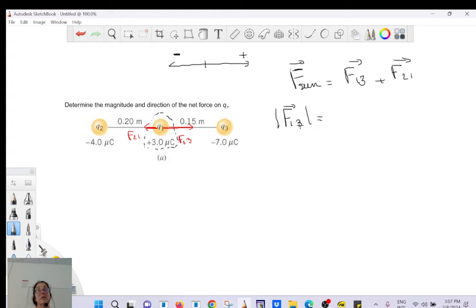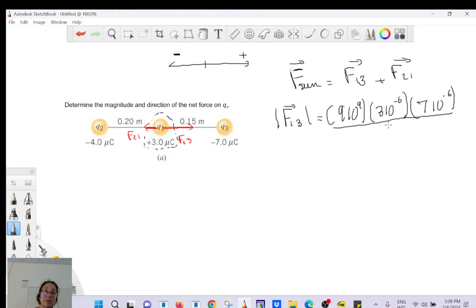Find the magnitude. Okay? Not the sign yet. Not the x component. Just the magnitude. Can you do the magnitude here? What's Coulomb's law? So you have 9 times 10 to the 9. Q1 is 3 times 10 to the negative 6. Q2 is going to be 7 times 10 to the negative 6. Yes or no? And the distance squared, what's going to be the distance? 15 squared. So remember, each time you see a micro, you can replace that by 10 to the negative 6. Each time you see a nano, nano is 10 to the negative 9. So do that and let me know what you get.